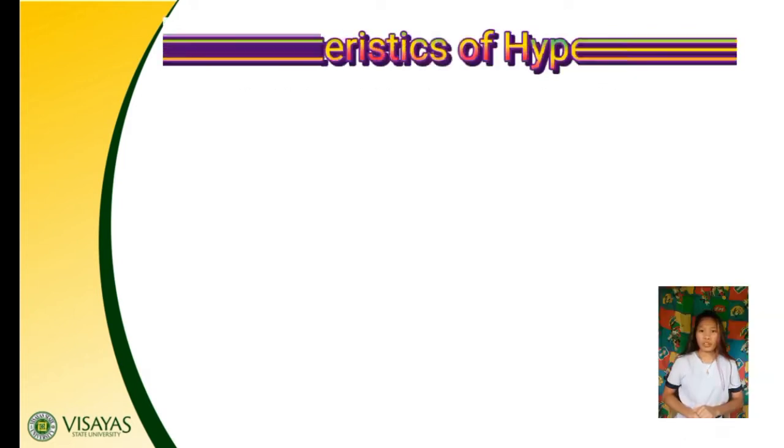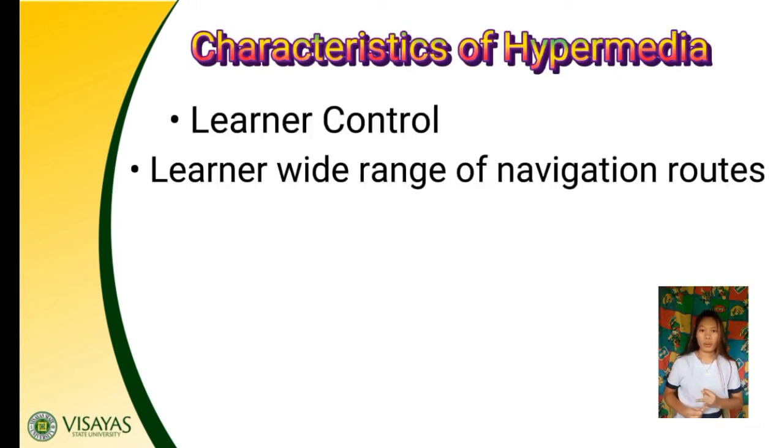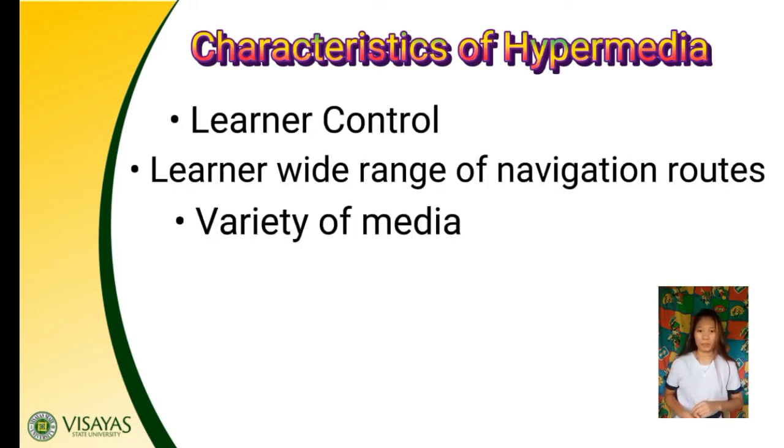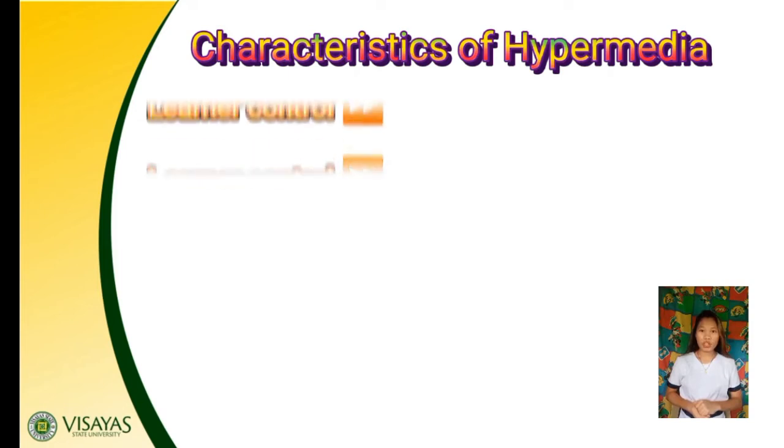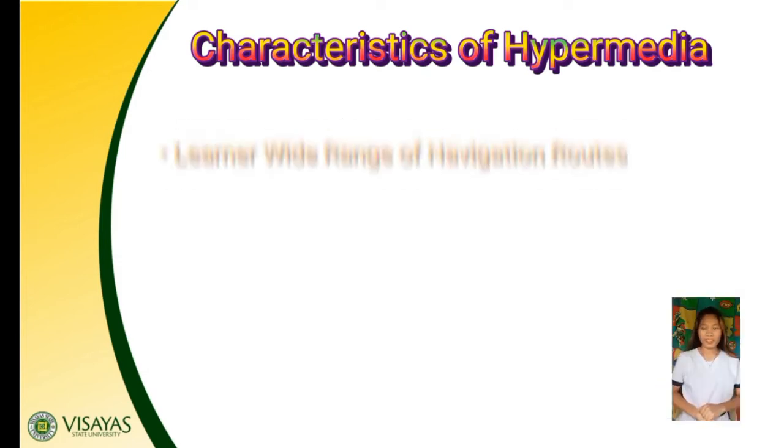So let's move on to the characteristics of hypermedia. There are three: learner control, learner wide range of navigation routes, and variety of media. Hypermedia promotes learner control. The learner has a choice on what path, flow, or event of instructions to follow. The learner decides on his or her learning which to take first or what to take.